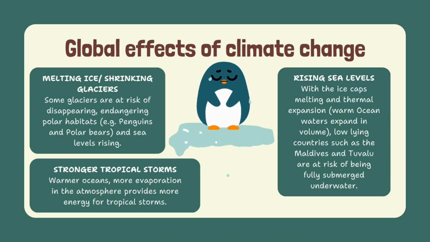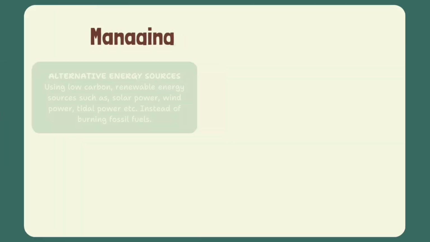And stronger tropical storms. Warmer oceans means there's more evaporation in the atmosphere, which provides energy for storms. And lastly, rising sea levels. With the ice caps melting and thermal expansion meaning warm ocean waters are expanding in volume, low-lying countries such as the Maldives and Tuvalu are at risk of being fully submerged underwater.